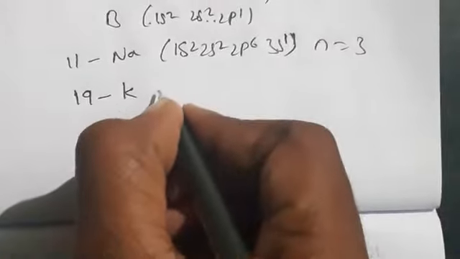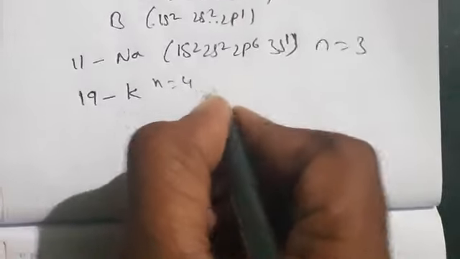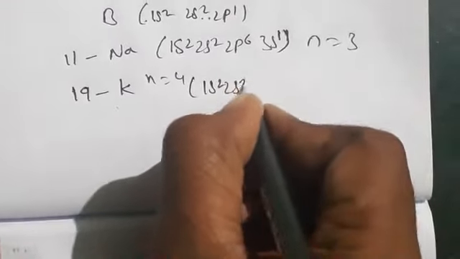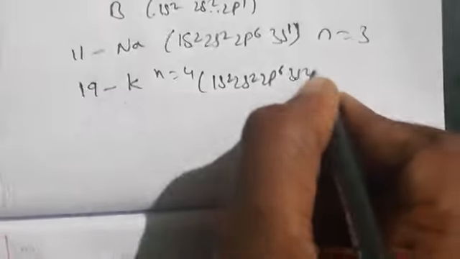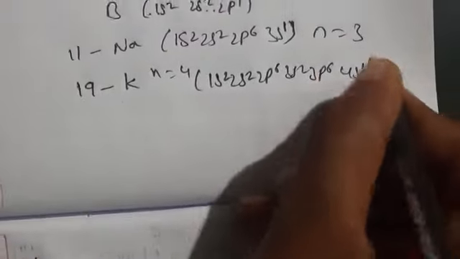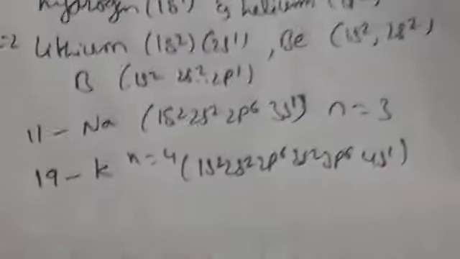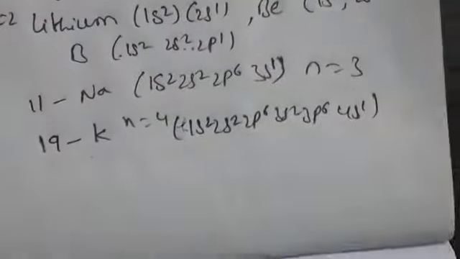If you take n equals 4, for potassium, the atomic number is 19, with the symbol K. The electronic configuration is 1s2 2s2 2p6 3s2 3p6 4s1. It enters into 4s1, and like this it goes on.